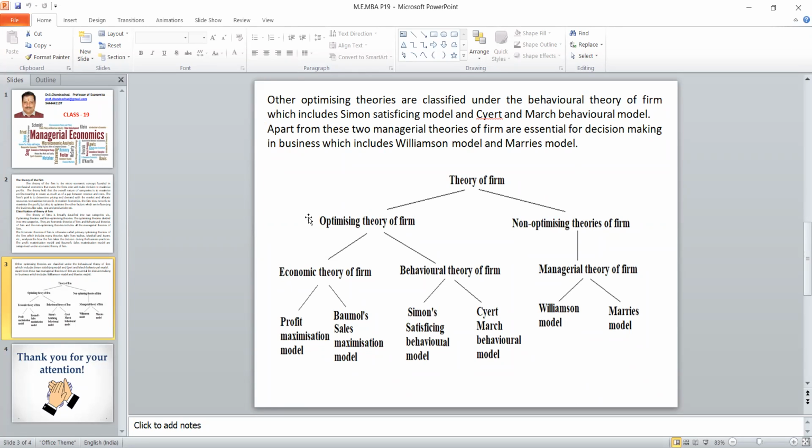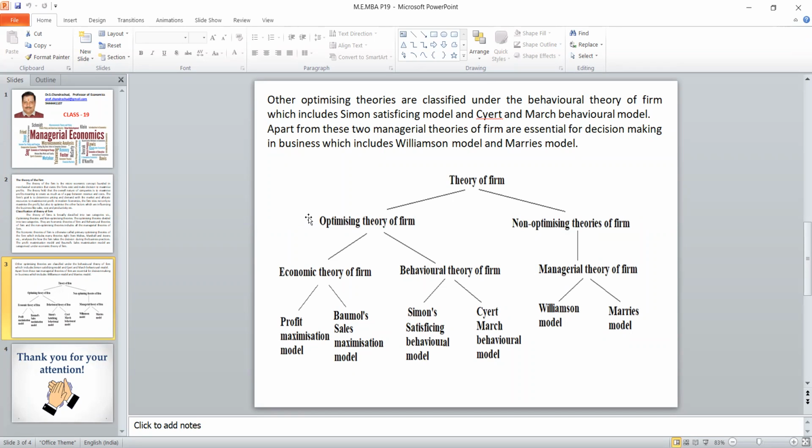In the next class, I'm going to continue with the profit maximization model. Apart from this, there are four more theories. They come under behavior theory and managerial theory: the Simon model and the Cyert-March model come under behavior theory, and the Williamson model and the Morris model are managerial.